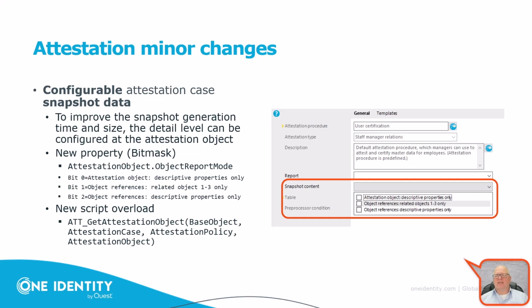And because of that, it is now possible to configure the depth of this information. You see now the attestation object, descriptive property only. You see related object 1 to 3 only, and descriptive properties only, which is the hardest. And with that, you can, for a specific attestation procedure, decide how deep this information investigation will be. That means at the end, you can control how complicated the calculation process for such is.